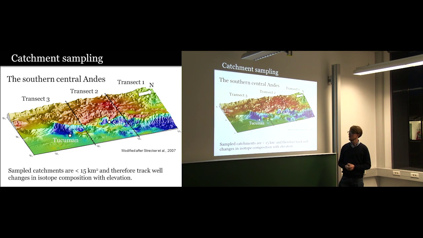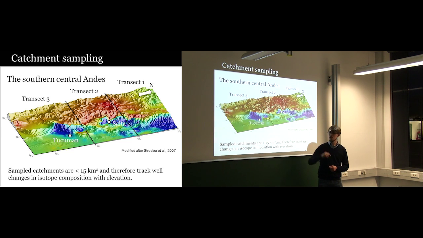We sampled stream water in very small catchments, usually 15 square kilometers and less. That is very important, because if you're sampling huge catchments, it's hard to interpret the signal that you get, since you really need to know where the rainfall is falling in the catchment. If you have a small catchment, you can say very precisely at what elevation the precipitation is falling.